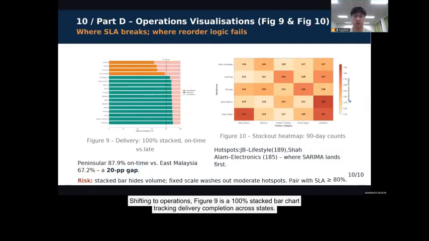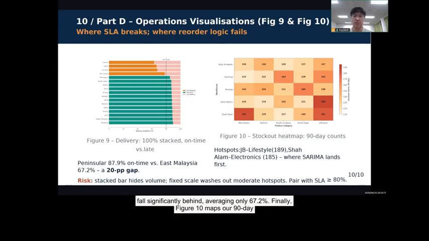Shifting to operations, figure 9 is a 100% stacked bar chart tracking delivery completion across states. Notice the stark regional contrast. The green peninsular states average nearly 88% on time, easily clearing our 80% SLA target line. However, the orange East Malaysian bars fall significantly behind, averaging only 67.2%.